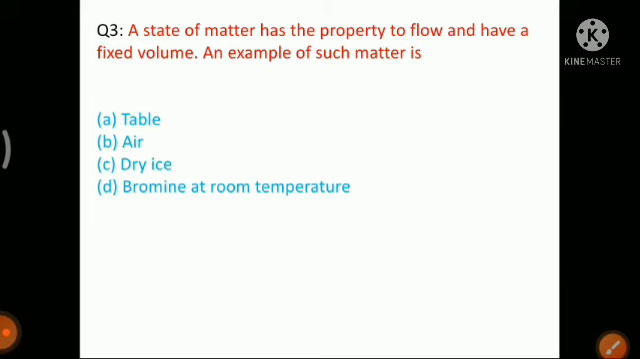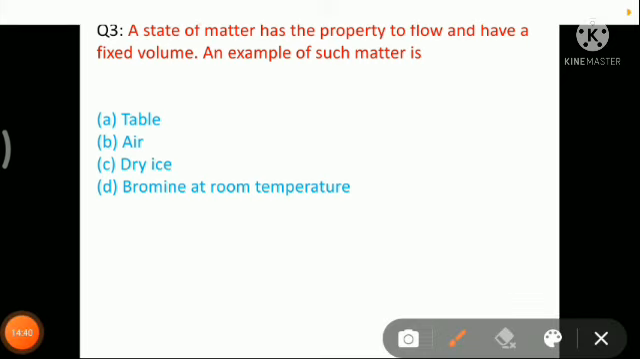Here are four options, and all four options contain the name of some matter. Which of these matters exists in the state which has the given properties, that is, the property to flow and a fixed volume? Now let us look at the question one more time: a state of matter has the property to flow. What are the states of matter that have the property to flow? One is liquid and one is gas. So the answer to this question cannot be a solid.